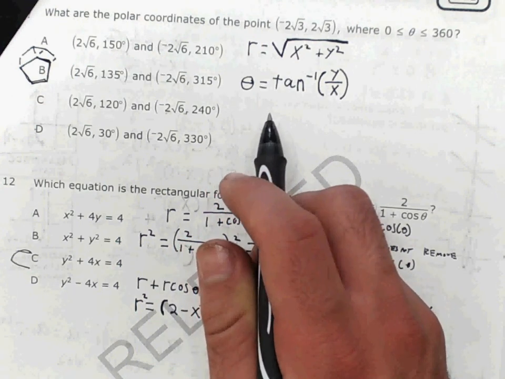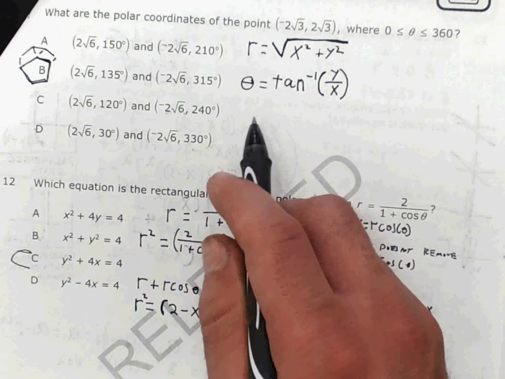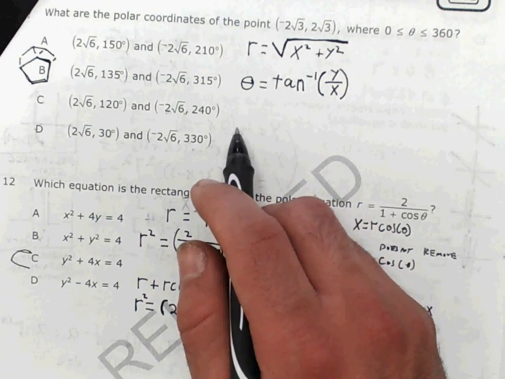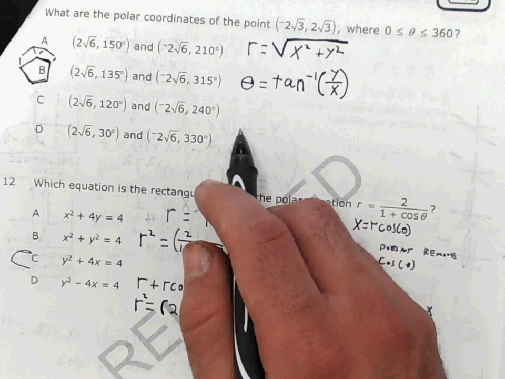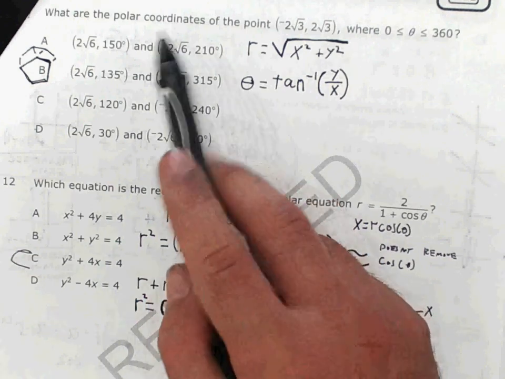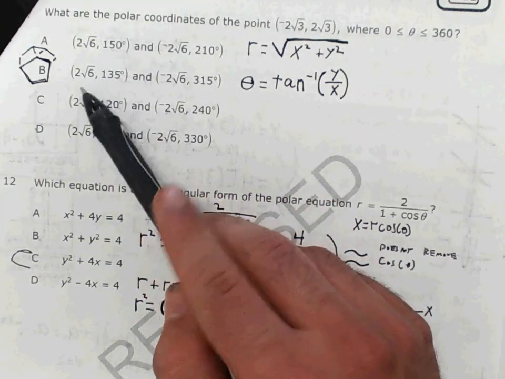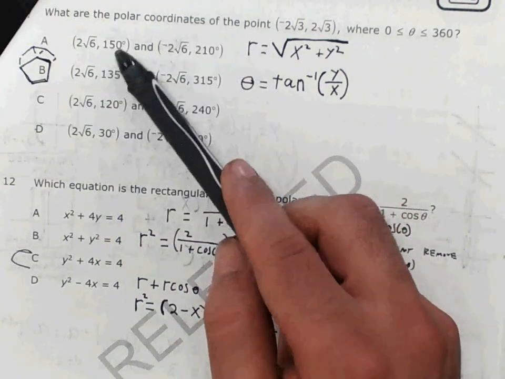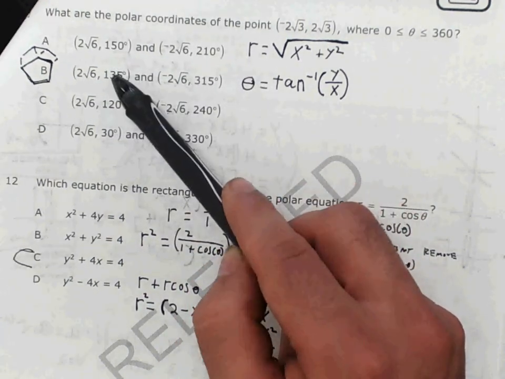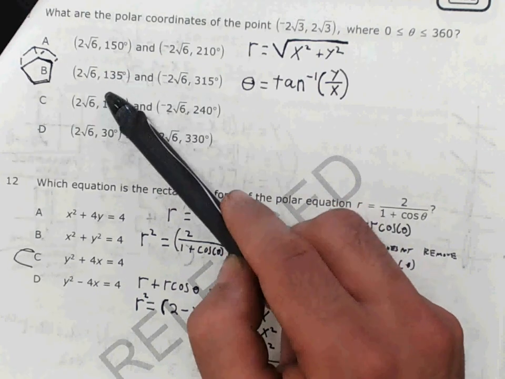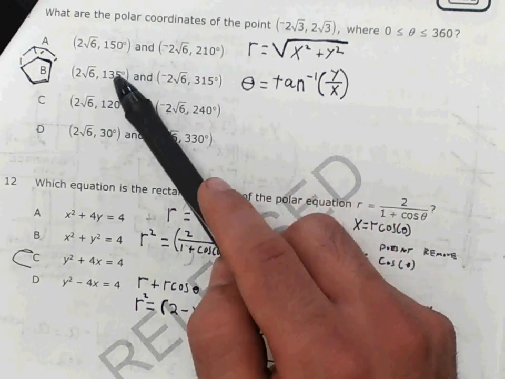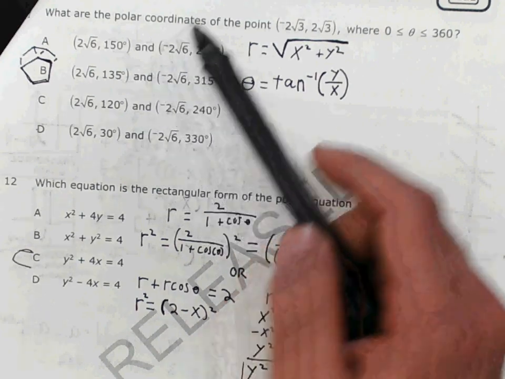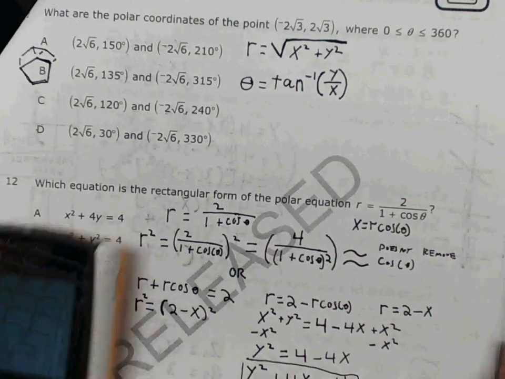r is equal to the square root of x squared plus y squared, and theta is equal to the inverse tangent of y over x. And if you notice something, all the r values are 2 root 6 and negative 2 root 6. So the only real point of contention here is theta. And so to find theta, we just need to find the inverse tangent of y over x.